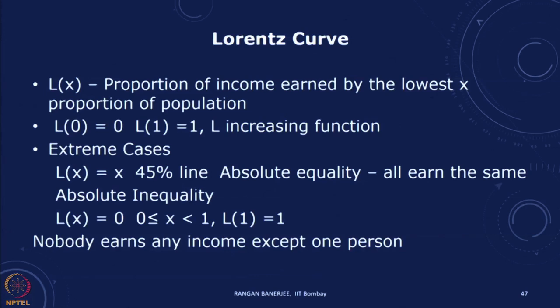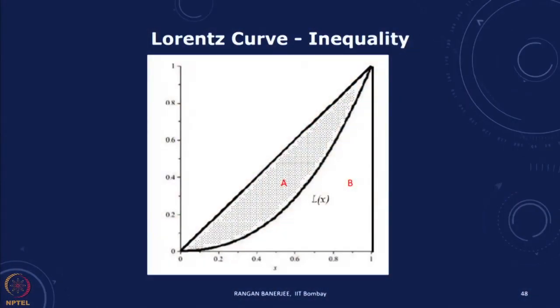Absolute inequality is where Lx is equal to 0 for 0 less than or equal to x less than 1, and that one individual earns all the income. So, in between is where you will have the curve. And this is how the curve would look.